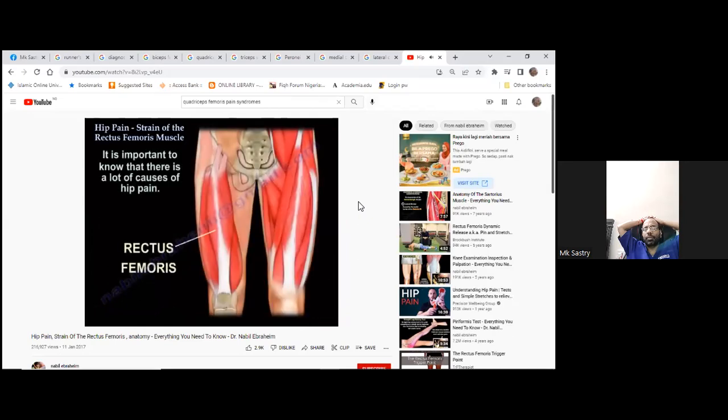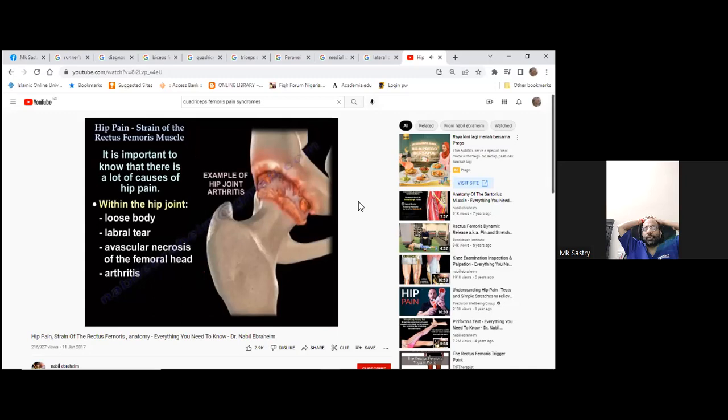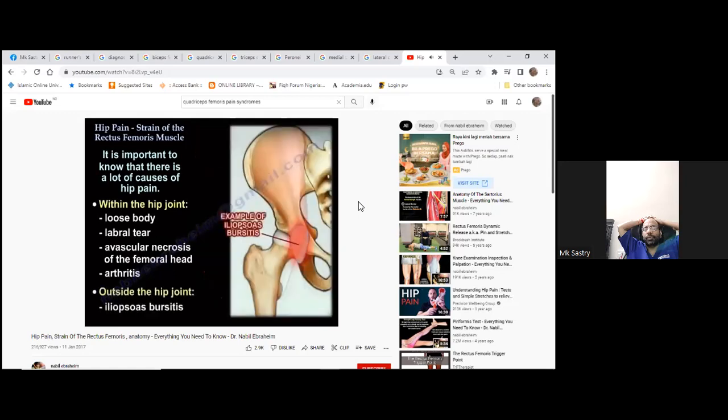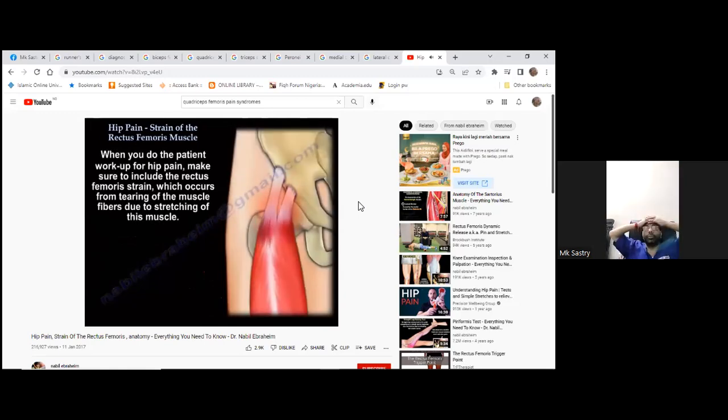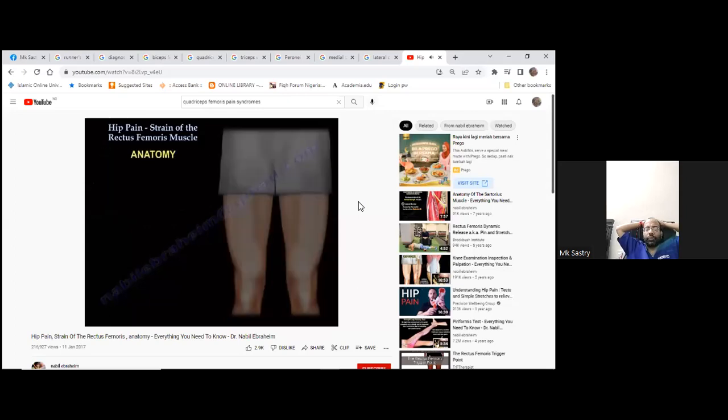Before we talk about the anatomy of the rectus femoris muscle, we want to know that there's a lot of causes for the hip pain, especially the anterior hip pain. It can be something inside the joint, like loose body or labral tear, avascular necrosis of the femoral head, or arthritis, or something outside the joint, like iliopsoas bursitis. And when you work the patient up for hip pain, make sure you include the rectus femoris strain, which occurs from tearing of the muscle fibers due to stretching of this muscle.